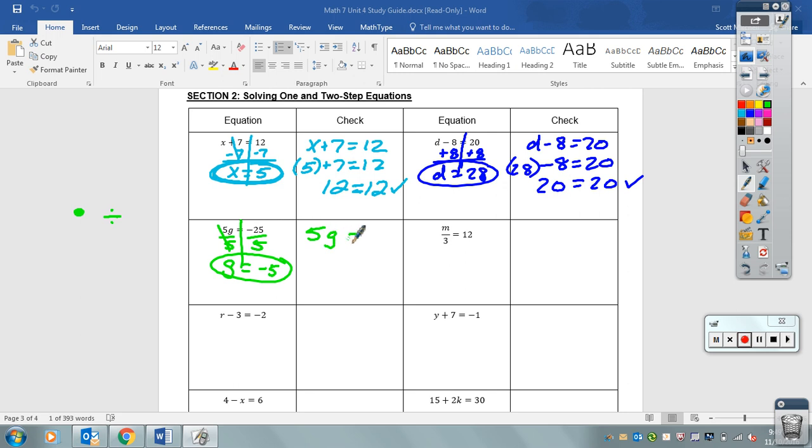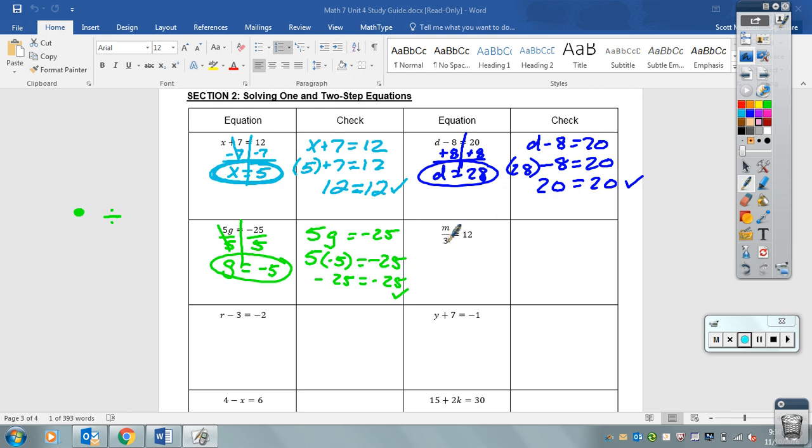When we check, we write the original equation. Everything stays the same, except instead of g, I put my answer, which is negative 5. And then I actually do the work. This just comes down. Negative 5 times 5 is negative 25. Same thing on both sides. Check mark, so negative 5 is my answer.